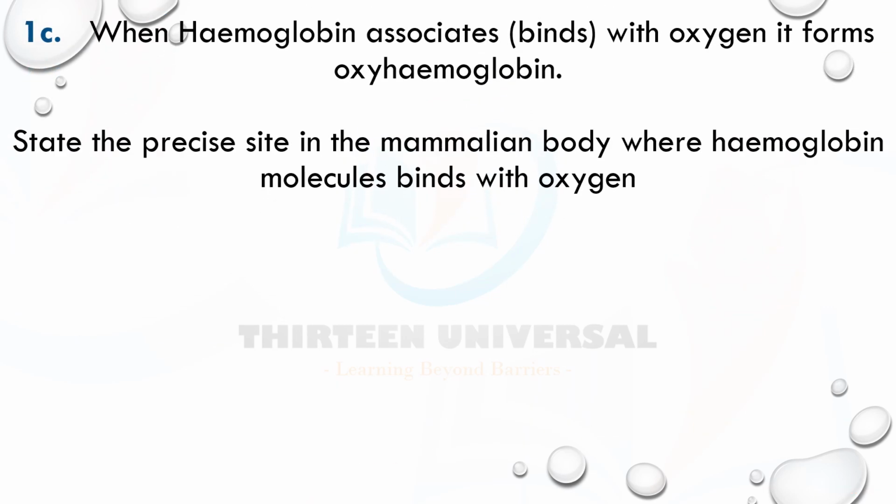Question number 1C says, when hemoglobin associates or binds with oxygen, it forms oxyhemoglobin. State the precise site in the mammalian body where hemoglobin molecules bind with oxygen. That happens in the alveolar capillary, the capillaries surrounding the alveolus.